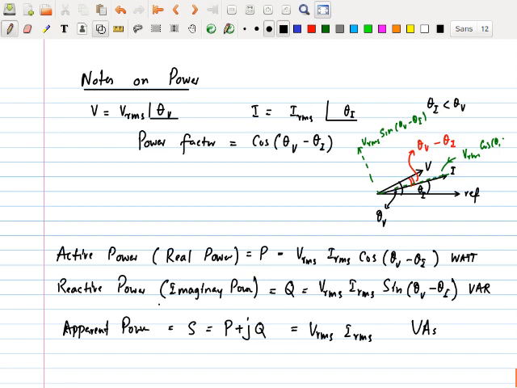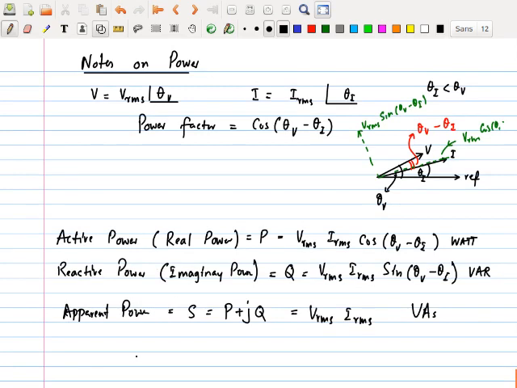Right? And then if you simply add everything together, this angle is phi, this is S, that is Q, this is P, and that is called the power triangle. Right? Is that okay?